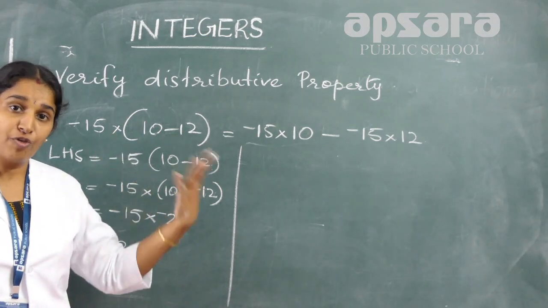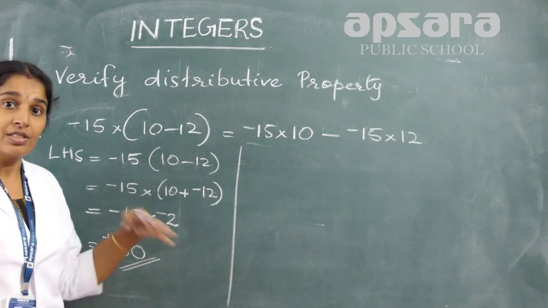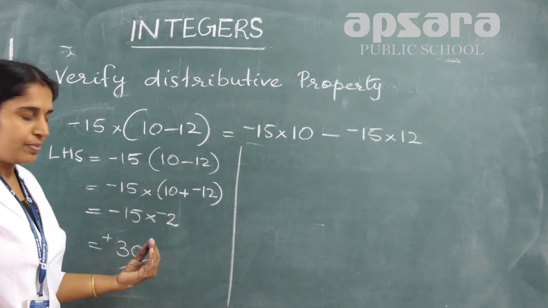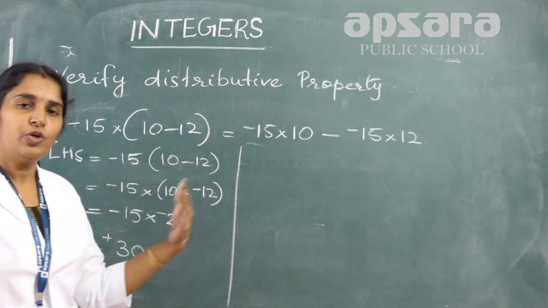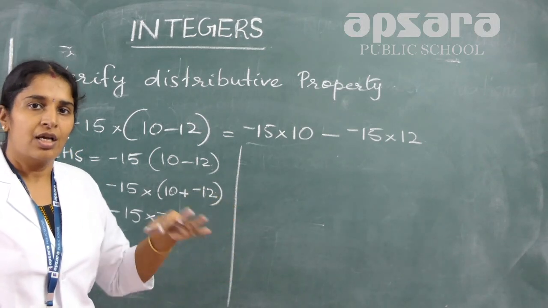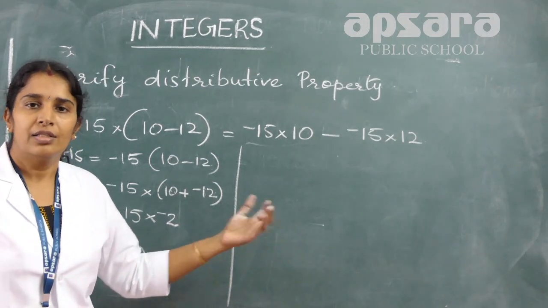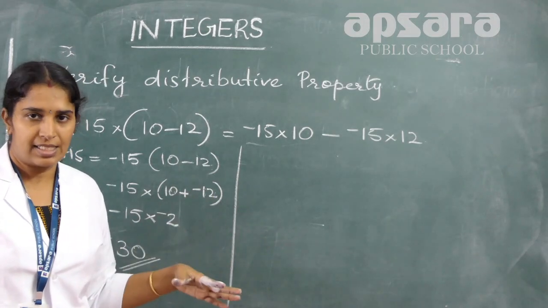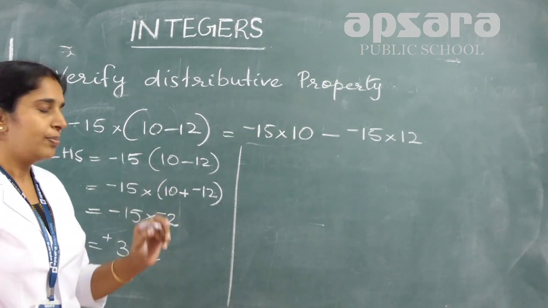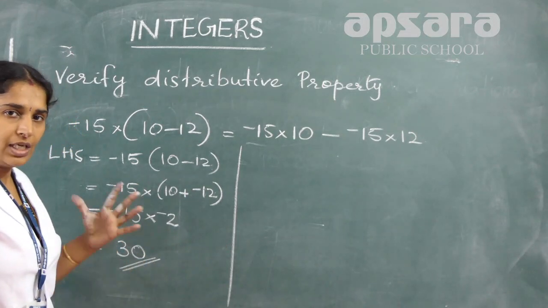When you are multiplying 4 negative integers, the product will be positive, right? 6 negative integers, the product will be positive. But when you multiply an odd number of negative integers, 3 negative integers, 5 negative integers, 7 negative integers, in all these cases, the product will be a negative integer. Okay? But here, since an even number of negative integers are multiplied, the product will be a positive integer.